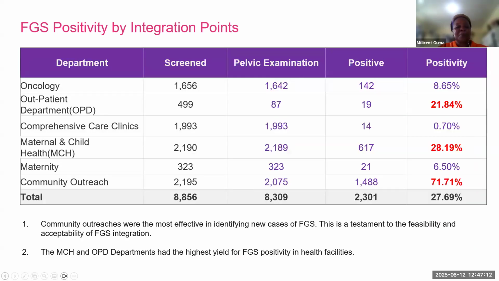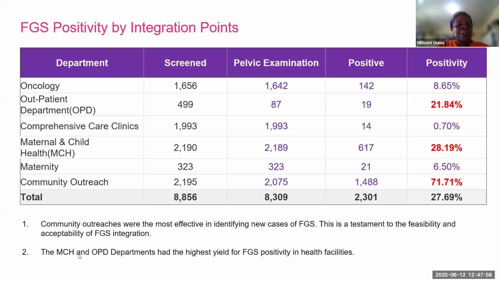Thanks. Okay. So this is just a summary of how the integration went, from the numbers we screened, to the pelvic exam and the positive cases, so positive for FGS. And remember, we were doing an integrated approach, so this was just for FGS only. As you can see, for outreach, as I've said, we had a lot of numbers. We had 71% positivity, and the next was the maternity and child health department, where we had 28%. And the last one was the outpatient department.